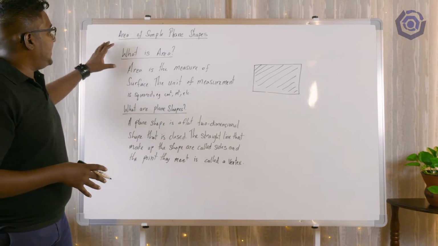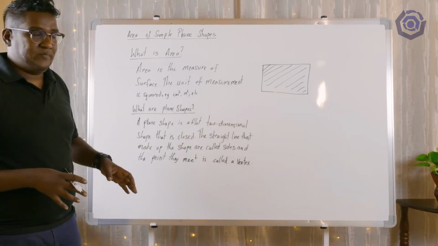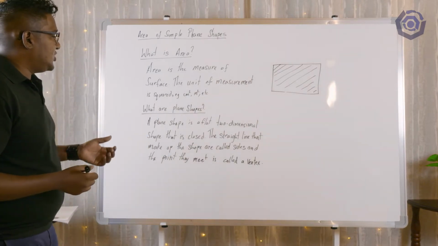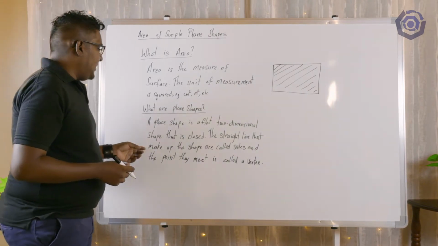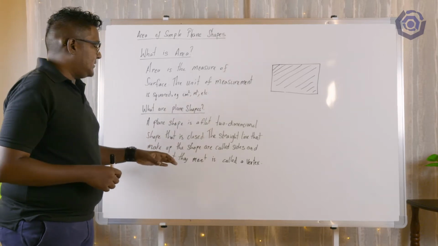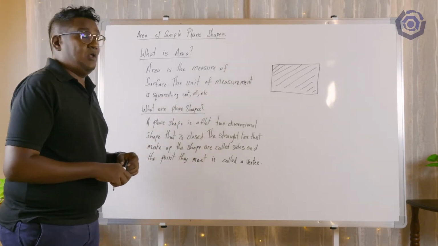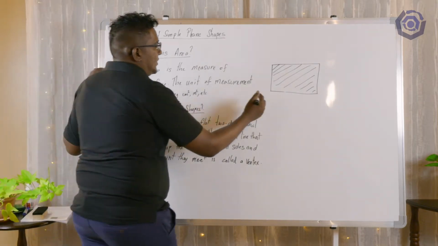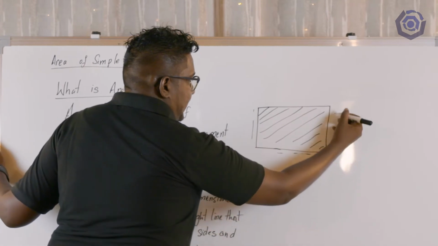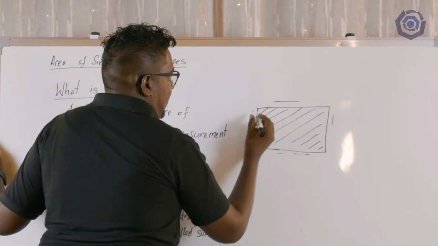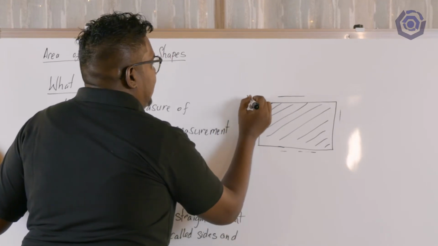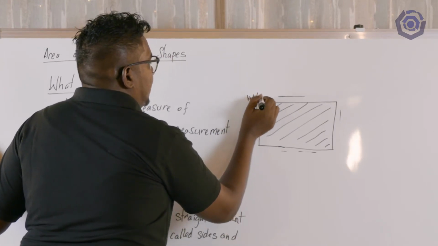Now, we find area of plane shapes. So what are plane shapes? A plane shape is a flat two-dimensional shape that is closed. The straight lines that make up the shape are called the sides, and the point they meet is called the vertex. Now, if you look at this, we have 1 straight side, 2, 3, and 4. And if you notice, where they meet, this point is what we call the vertex.